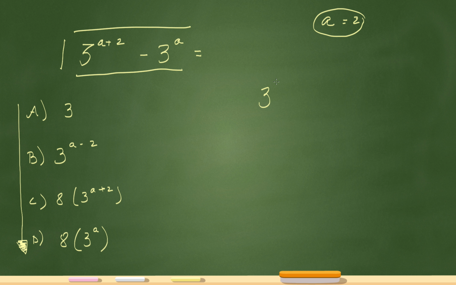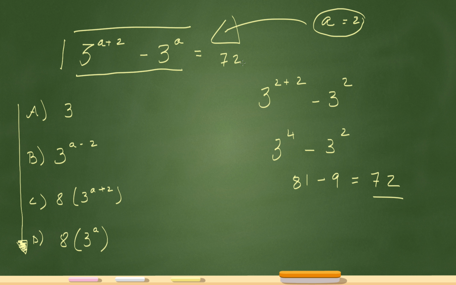So this becomes 3 to the 2 plus 2, minus 3 squared. 2 plus 2 is 4, so it's just 3 to the 4th minus 3 squared. And 3 to the 4th, 3 times 3 is 9, 9 times 3 is 27, and then 27 times 3 is 81. So it's 81 minus 9, which is 72. So when I made a 2, the answer for this expression comes out to 72.